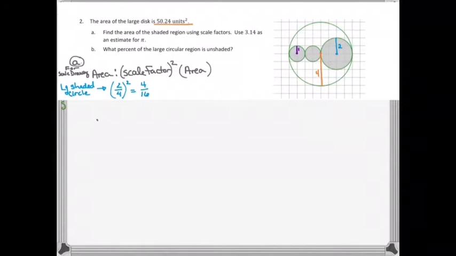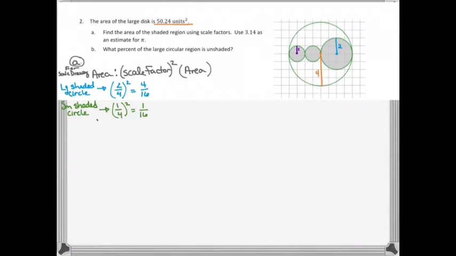Then we have to do the same thing with a smaller circle. It has a radius of 1 compared to the large circle in the outer area there with a 4, so 1 to 4, we have to square that scale factor, and we would get 1/16. So now we need to figure out the scale factor sum of our shaded.